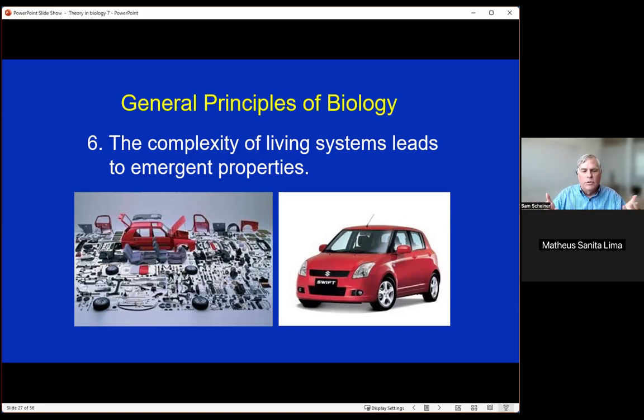And of course, the same is true for us, right? So I'm moving. The only reason I can move is because I have a complex metabolic and physiological system that allows me to do that. So it's complexity which creates emergent properties. Life itself is an emergent property of chemistry.